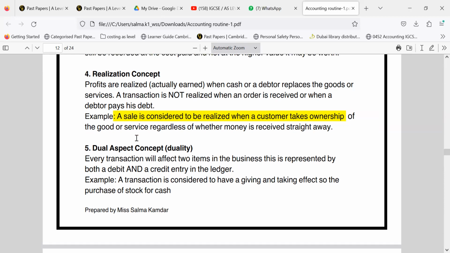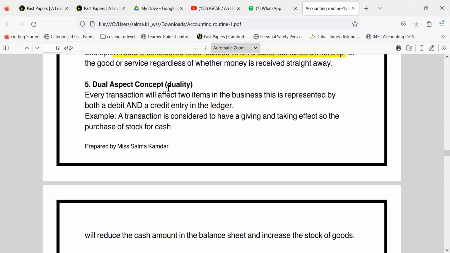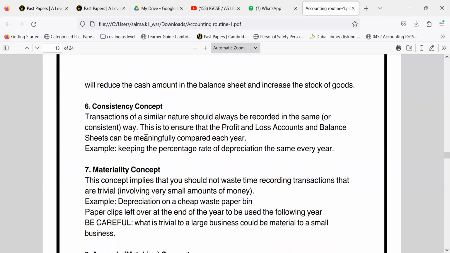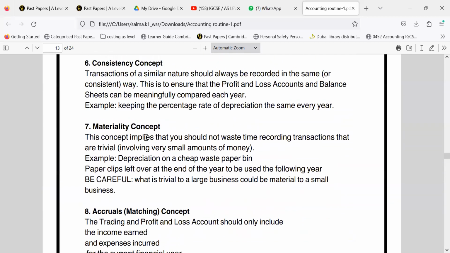Yeah. What is the dual aspect concept? That every transaction has two effects, one debit and one credit. It is also called the concept of duality. The concept of duality tells you that all transactions have two effects. One is the debit effect and one is the credit effect. Okay. What is the consistency concept?